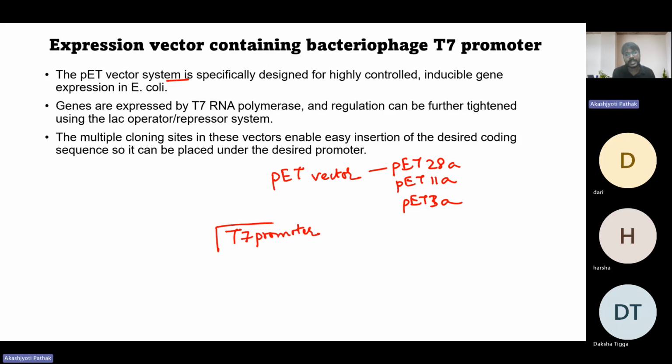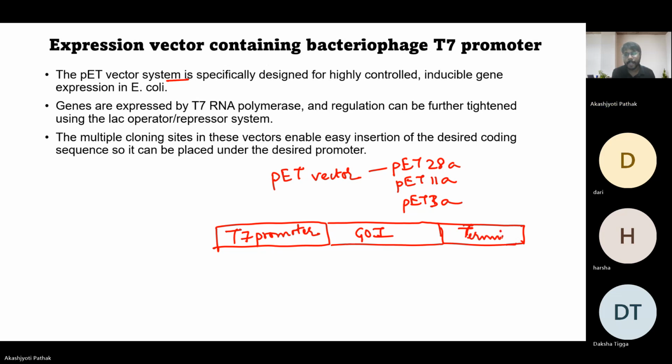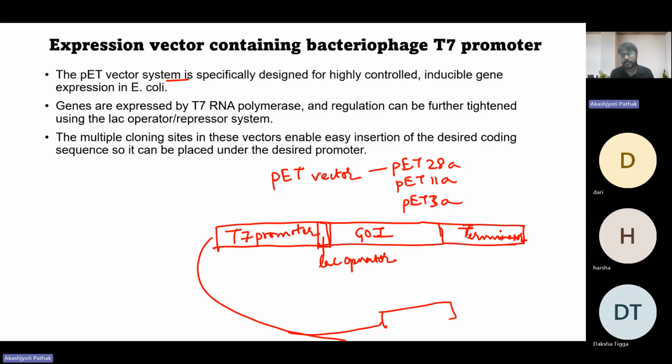You have the T7 promoter, and downstream of the T7 promoter you have cloned your gene of interest. All these pET vectors have this T7 promoter upstream of your gene of interest, and this is your terminator. Between this promoter and the gene of interest, you have an operator, the lac operator. Here you also have the lacI gene.